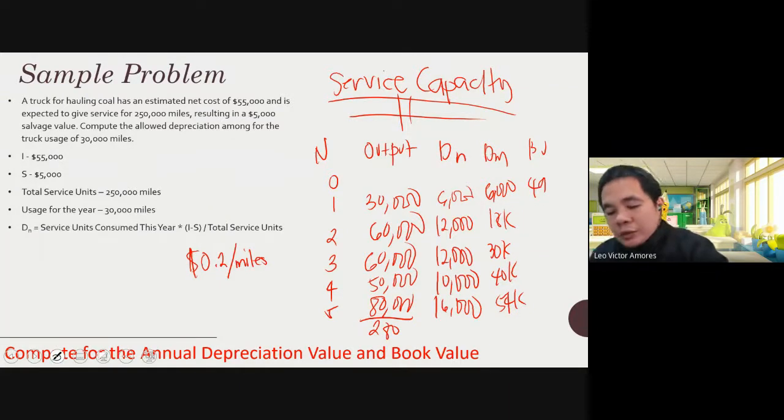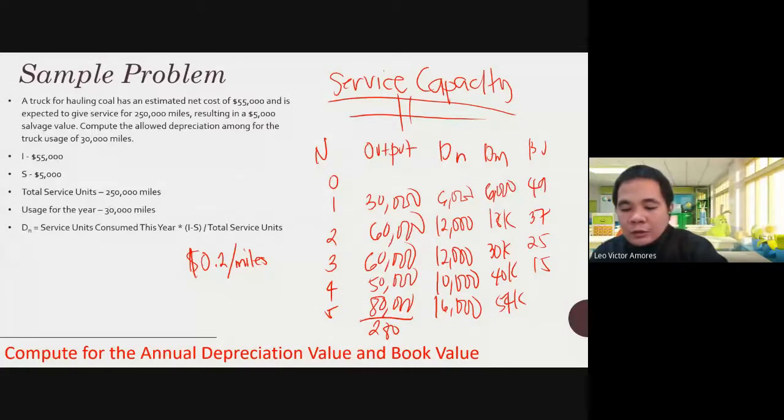49 minus 12 is 37, minus 12 is 25, minus 10 is 15, minus 16 is... 55 and 55. 49 minus 12 is 37, minus 12 is 25, minus 10 is 15.